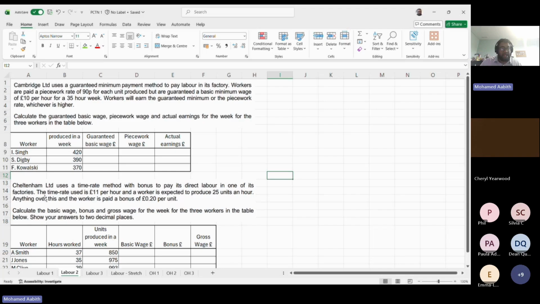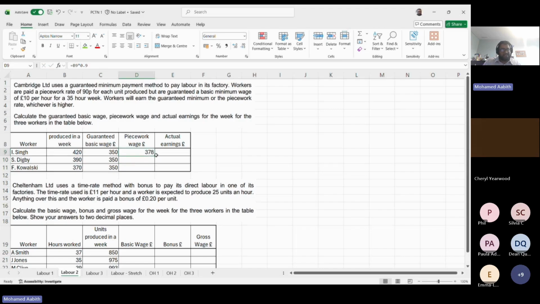So let's have a look at that here. What is the guaranteed basic wage for them? If you look at that here, everybody worked 35 hours at £10 an hour. So it is going to be 35 times 10. It is going to be exactly the same for all of them. That is their basic pay. But what is the piecework wage? Piecework wage is going to be that times 90 pence. So it's going to be 278.